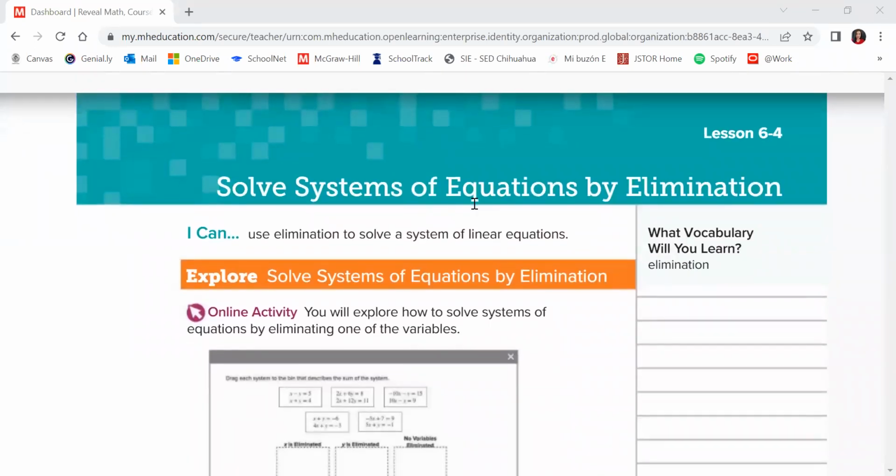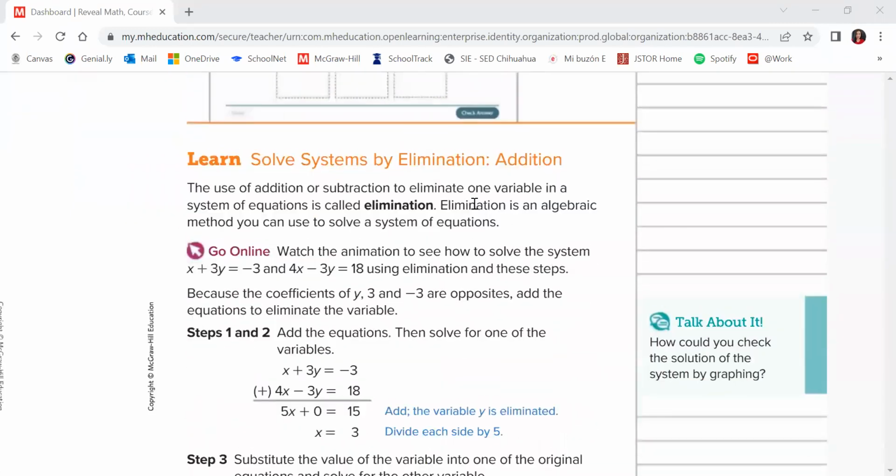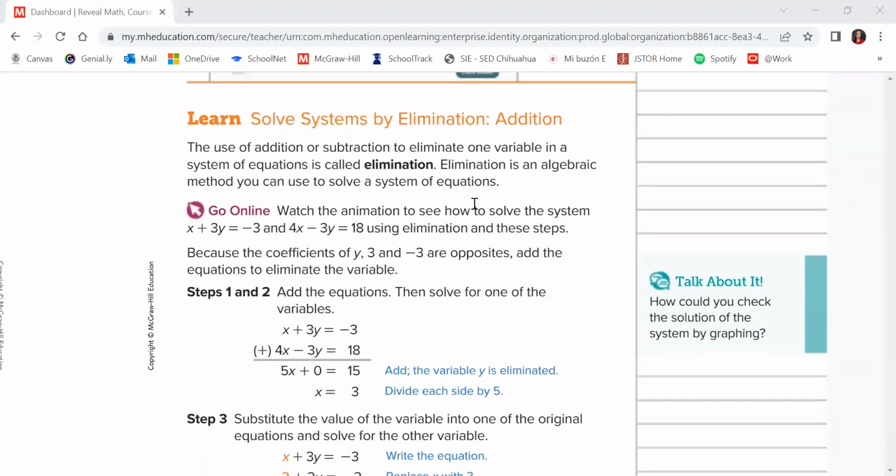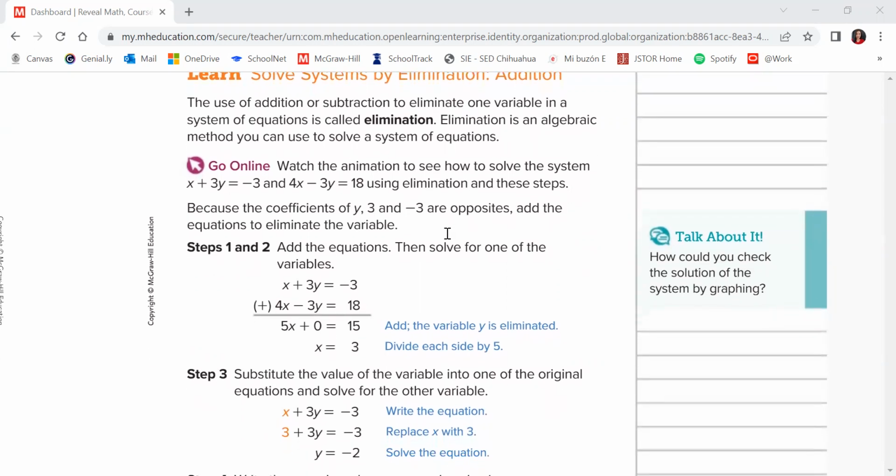We're going to solve systems of equations by elimination. And in the book, we'll learn that the use of addition or subtraction to eliminate one variable in a system of equations is called elimination. Elimination is an algebraic method you can use to solve a system of equations. If you remember the past lesson, Lesson 6.3 gave us the option of solving systems of equations by substitution. Now we're going to use elimination to solve a system of equations.